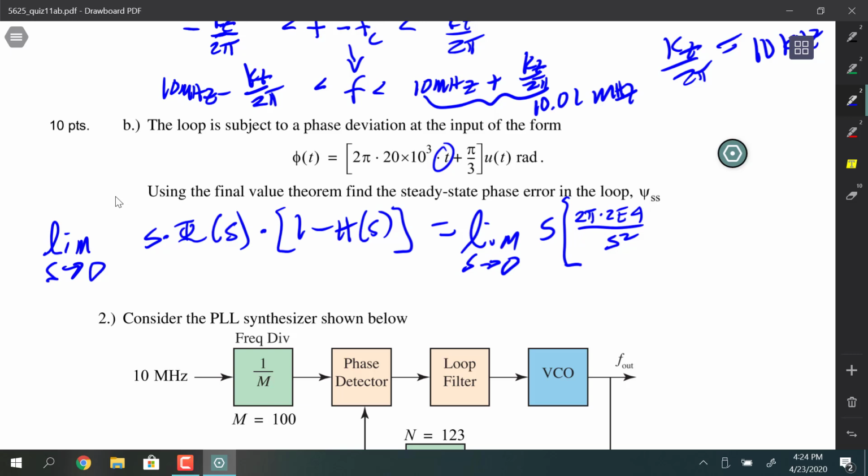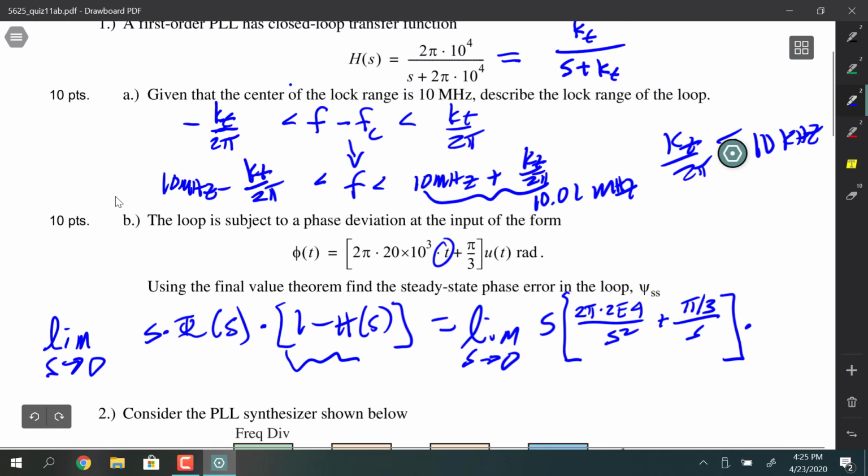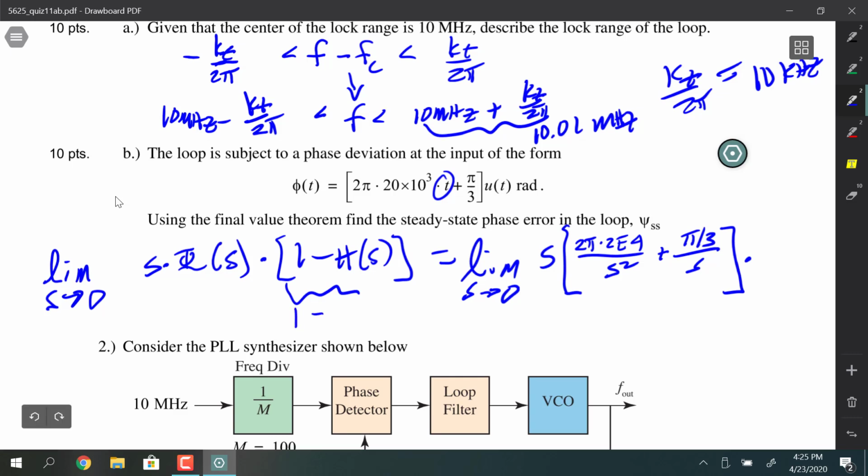And then we have a pi over 3, and that would be pi over 3 over s, because that's a phase step. And then we have to bring in our 1 minus h of s. I'm going to throw that in here at the end, and 1 minus h of s, we can get from up above. That would be 1 minus kT over s plus kT, and over a common denominator, that would be s over s plus kT. So this would be s over s plus kT.